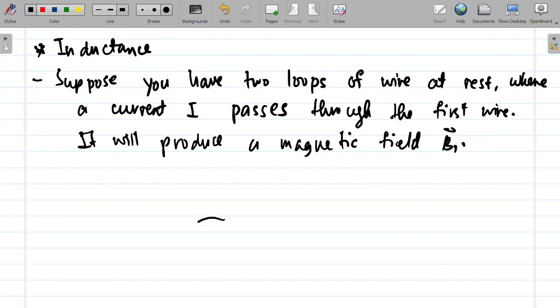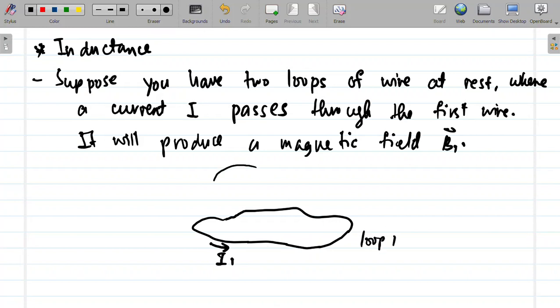Ang itsura niyan, meron kang wire 1 dito na may tumatakbong I1 sa kanya. So, this is your loop 1. Tapos, meron ka ding loop dito sa taas. Let's call this loop 2. Due to wire 1, magpo-produce yan ng magnetic field, di ba? So, ganyan yung itsura niyan. Therefore, merong papasok na magnetic fields dun sa loob ng loop 2.